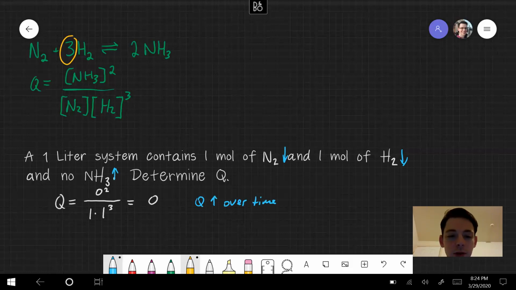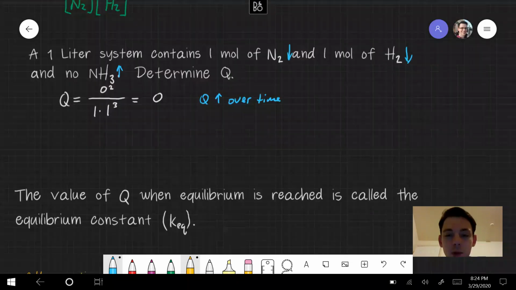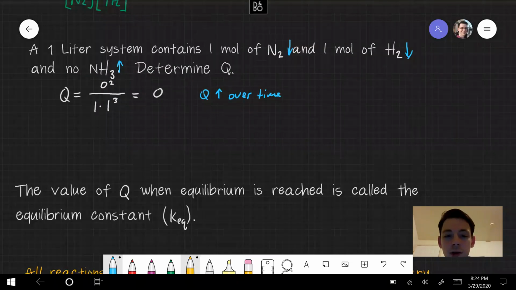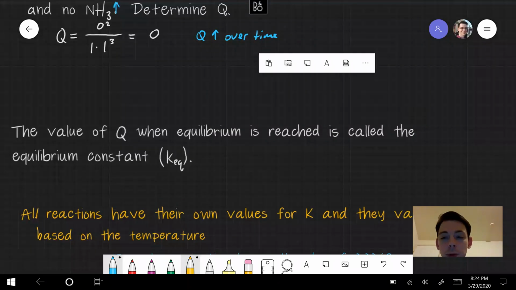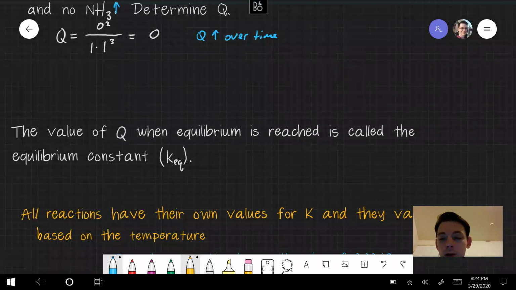Well, turns out it depends on the reaction. Okay. So the value of Q will eventually reach some point at which equilibrium is reached. That is to say, the forward and reverse rates of the reaction are equal, and there's no more change. We call that the equilibrium constant at that point. Okay. So the value of Q when equilibrium is reached is called the equilibrium constant.